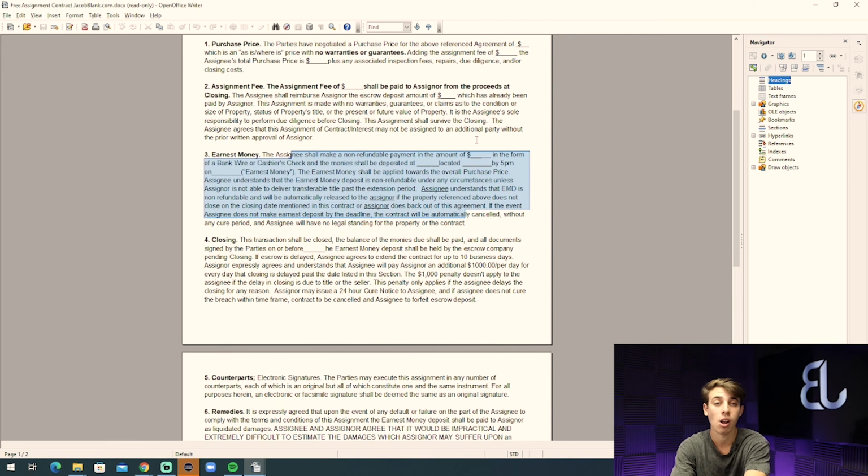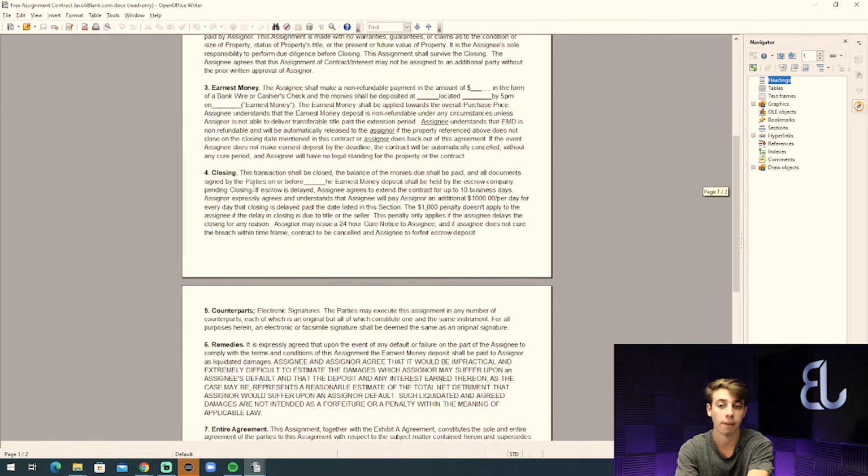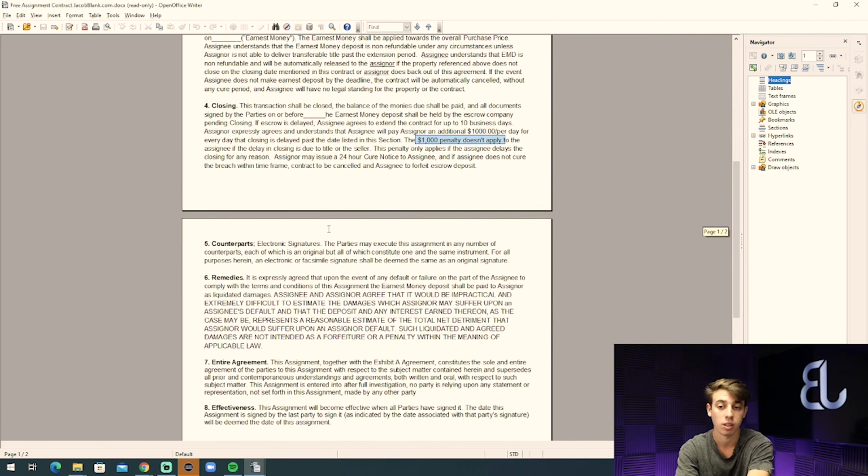You want your buyer to deposit a minimum of $3,000 to $5,000 earnest money. And this earnest money is non-refundable. So once you lock that buyer in, as long as you get them to deposit that $3,000 to $5,000 non-refundable earnest money to title, they're never going to back out of the deal. And this is saying where they need to deposit it and when. Closing. This is stating when the closing needs to take place, and if the buyer delays closing and doesn't close on time, they will owe you a $1,000 a day penalty till they close.